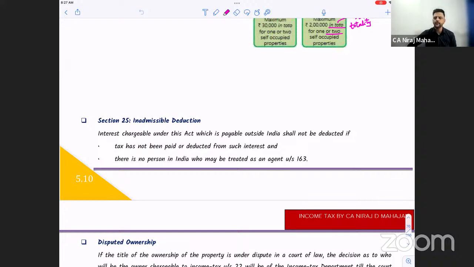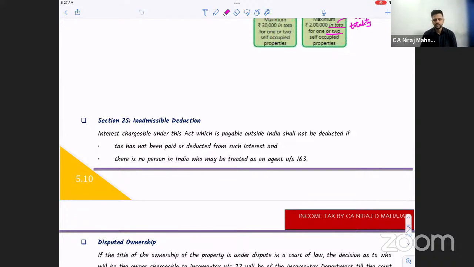If it is a self-occupied property, we don't allow municipal taxes deduction because GAV is nil. Understand now, for self-occupied properties, SOP, GAV is nil. Municipal tax is not allowed. Therefore, NAV becomes nil. Clear? Then for let out property or deemed to be let out, municipal taxes are allowed. All the deductions are allowed. So now the next concept we talk about is the ceiling limit on interest deduction.